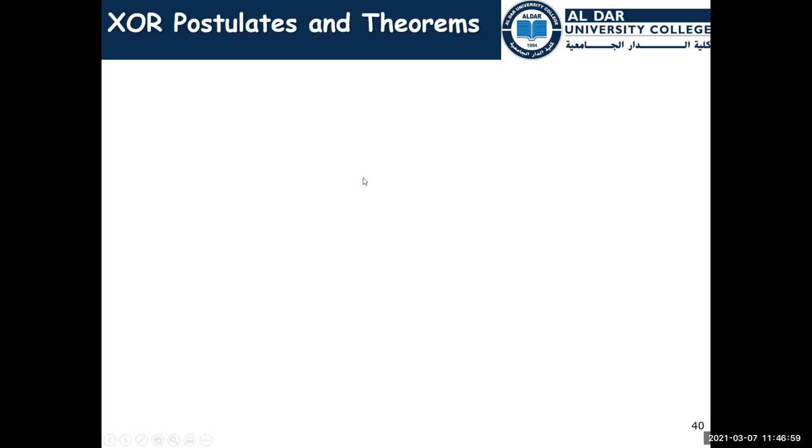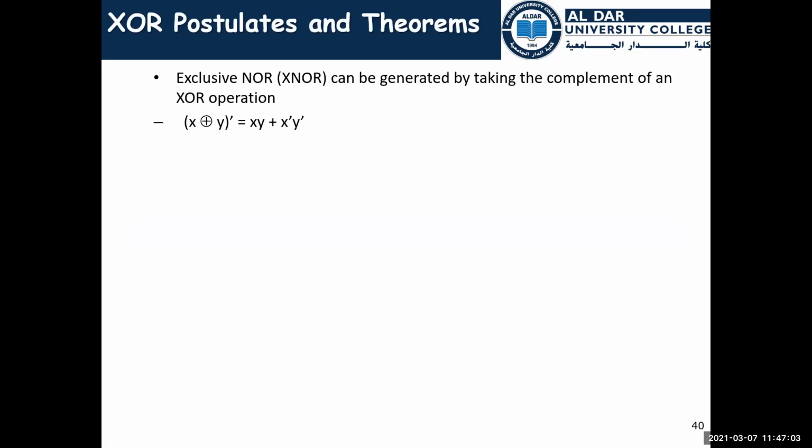First, we should return back to XOR and understand how XOR is defined. We have XOR and also we have XNOR. If one of the variables is different, the output is 1, and if the variables are equivalent, the output is 0. XNOR is represented by XY or X'Y'.